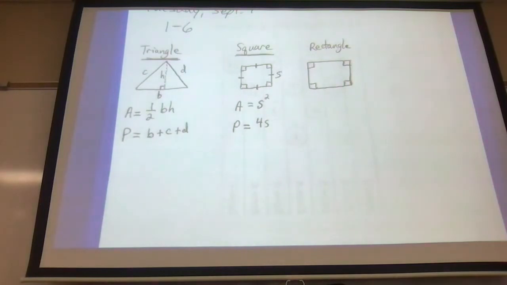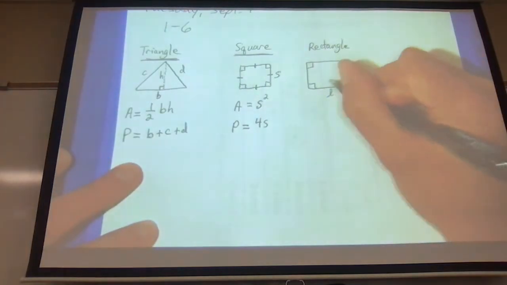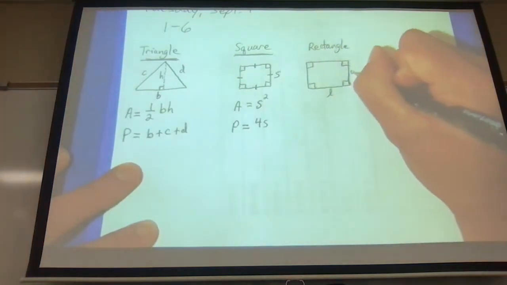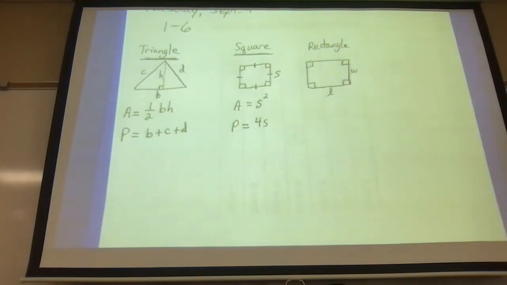Sometimes on a rectangle, they will call the two dimensions of the rectangle the base and the height. Our book uses length and width. So this longer side they call the length, shorter side they call the width. If you're used to base times height, it's the same exact thing. Length and width are the same as your base and height.